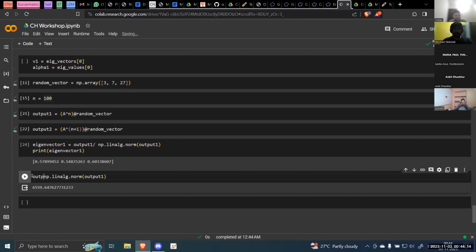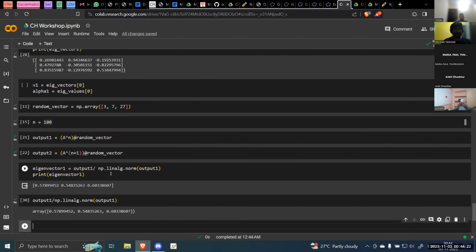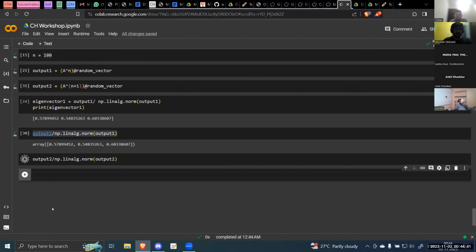Output 1 divided by the norm. Just do one thing. Show me the output for output 1 and output 2. I don't understand why there is this much difference. Even still, make that 1,000 times. No, wait, one second. It should work, right? It should work.